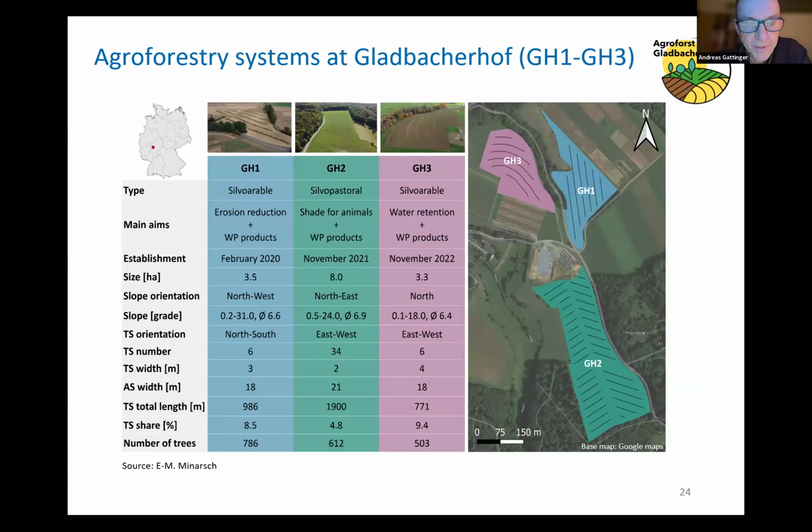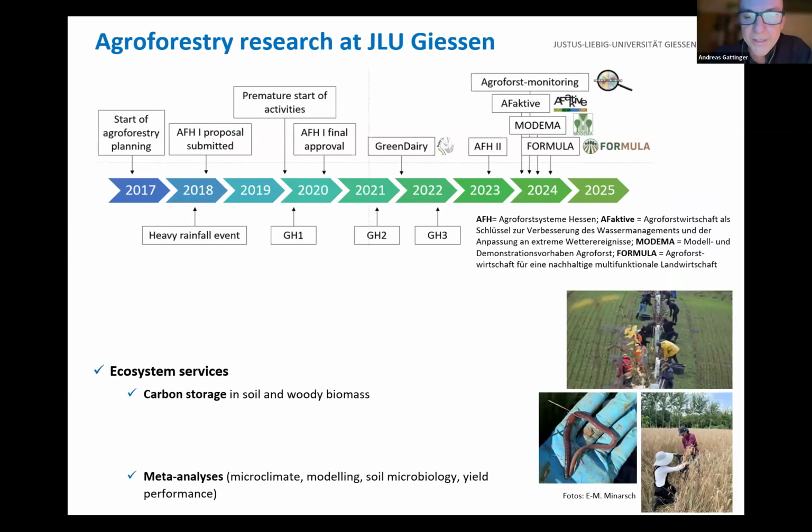And we started a few years later in February 2020 with one site on arable land, and the second site on a pasture. The pasture was established simultaneously with the trees, and on a third site we established a keyline silvoarable system, and this also initiated agroecosystem research.